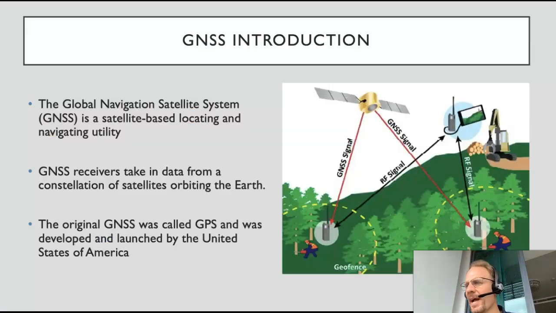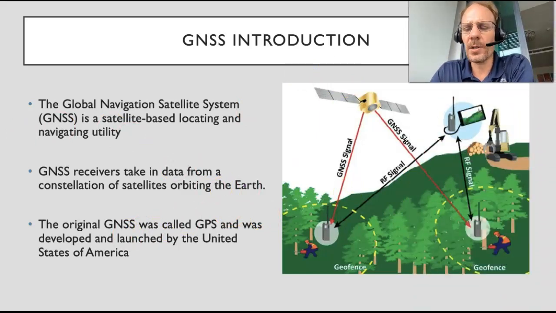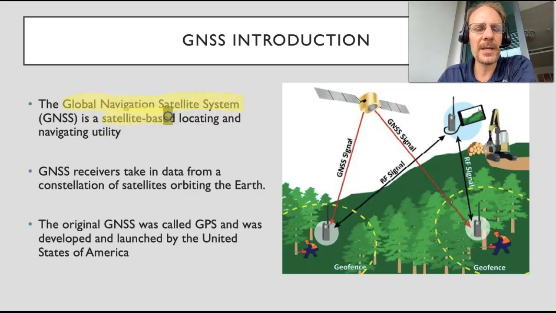So now that we understand why a GPS system would be beneficial to us, how it might benefit soil conservation and management, let's talk about what a GNSS is. Again, it's what we call a global navigation satellite system. And this is obviously satellites, so it's a satellite-based locating and navigating utility.